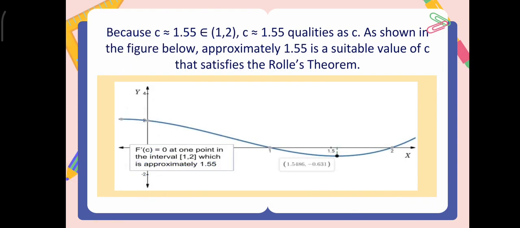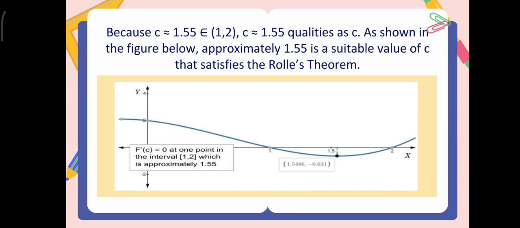Because c equals 1.55 is the only element in the open interval 1, 2, c approximately 1.55 qualifies as the only c. So we have 2 points, which are negative 0.22 and 1.55, both approximately. Only 1.55 is an element in the open interval 1, 2, because negative 0.22 is not an element in the open interval 1, 2.